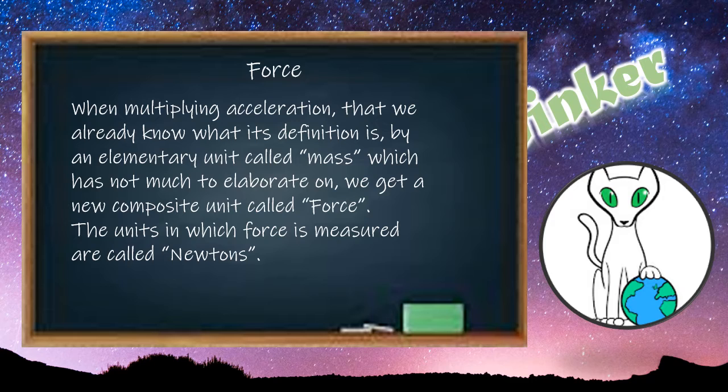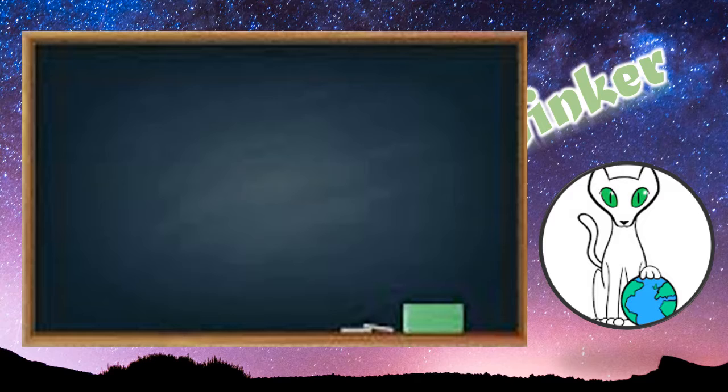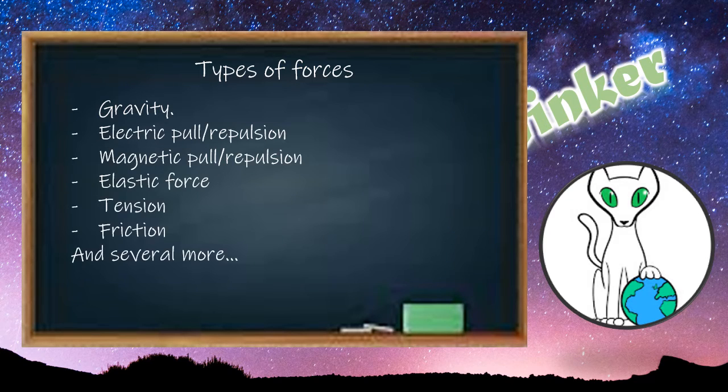Because mass is a directionless unit, i.e. a scalar, and acceleration is a unit with direction, i.e. a vector, force is also a vector. Force can come in several different forms. I hope we get to all of them later in the series. The best known is of course gravity, but apart from that there is also the force of electric pull or repulsion, a force of magnetic pull or repulsion, an elastic force of a spring or a rubber band, a force of a wire that manages to pull objects, frictional forces and more.